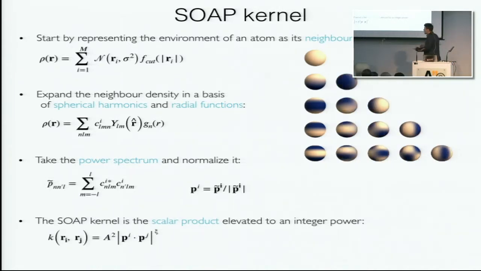The kernel now is nothing but the scalar product of the descriptors between two environments, and then we raise it to a power to basically improve the many-body nature of this object. So this is the final kernel. You go through this derivation and you obtain this, and you can now use it in Gaussian process regression.